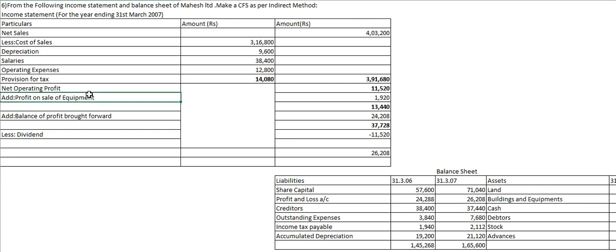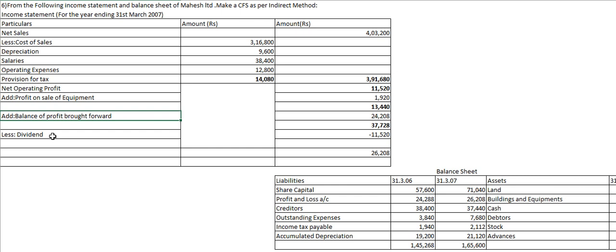So your net operating profit is given, and profit on sale of equipment is given. This is a non-operating income. So if you have a profit on sale of equipment given, that's a non-operating income. You will add it as your non-operating income in the adjustments of non-cash and non-operating incomes.